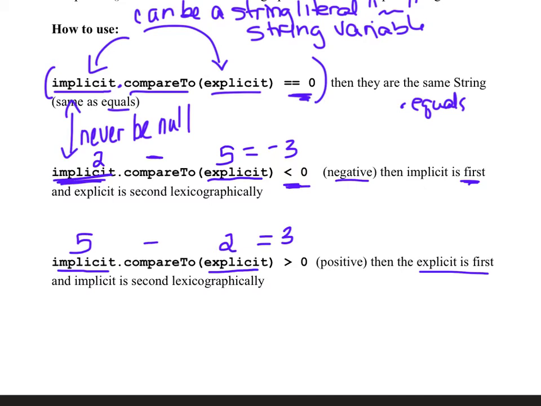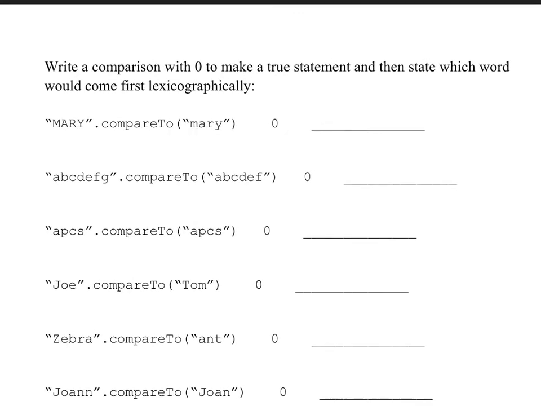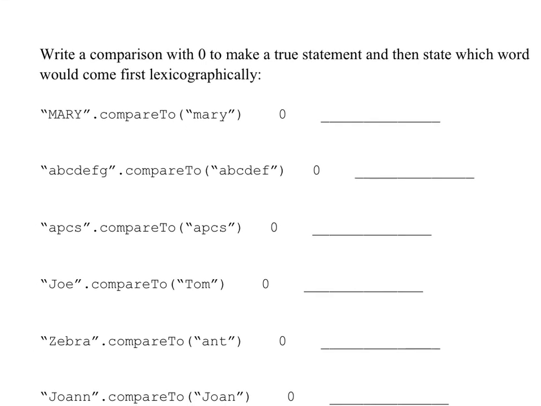So I can't just write implicit compared to explicit. That's not a condition, that's a number. But if it's negative, I know how to deal with it now, and if it's positive or equal to 0. Okay, so just as a practice, let's do these.